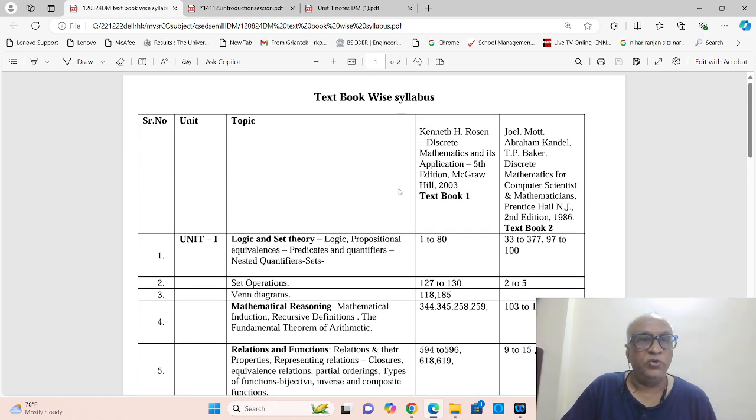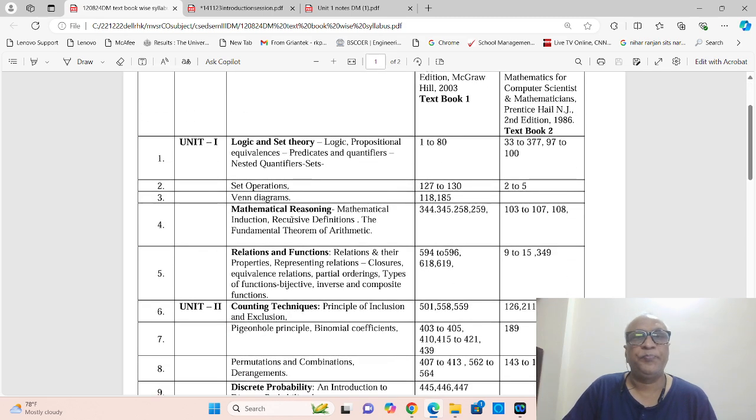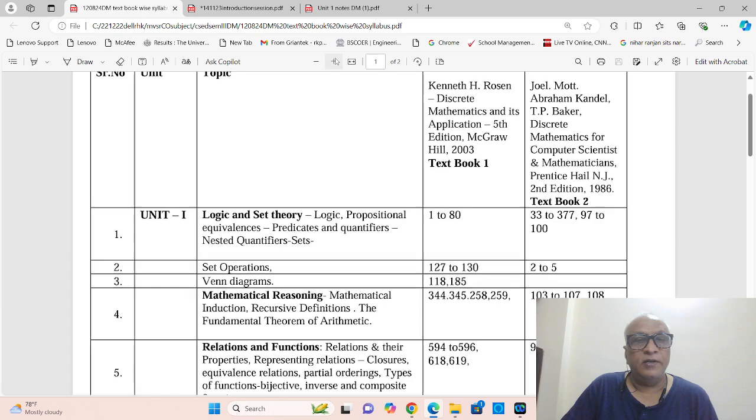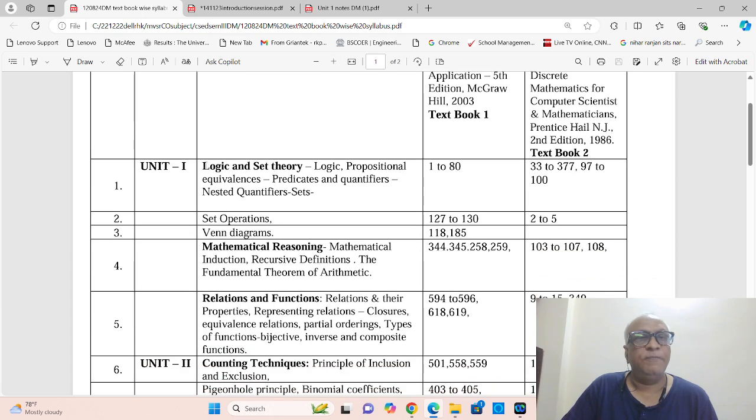So, coming to the discrete mathematics subject, unit 1 will start discussing this part, logic and set theory. In that also, today's session will be introductory, wherein we'll be discussing logic, a few truth tables, propositional equivalences, predicates and quantifiers.